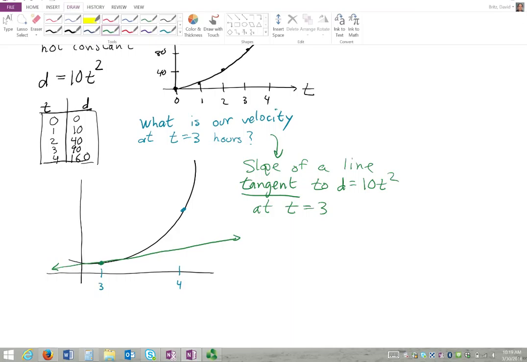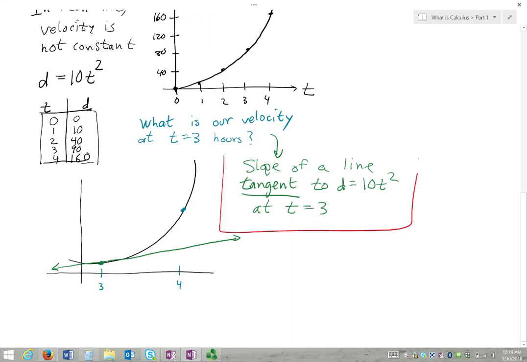This is our end goal. This is what we are looking to find. That will give us our instantaneous velocity. That's what we're looking for. We want to find the instantaneous velocity. That's going to be the slope of the tangent line at t equals 3.